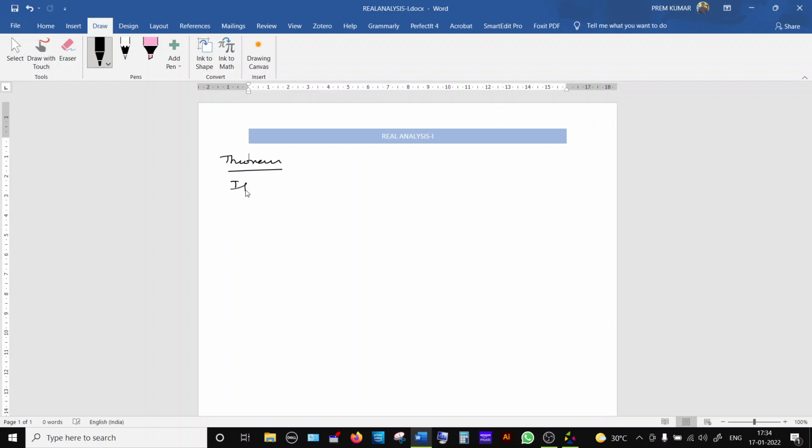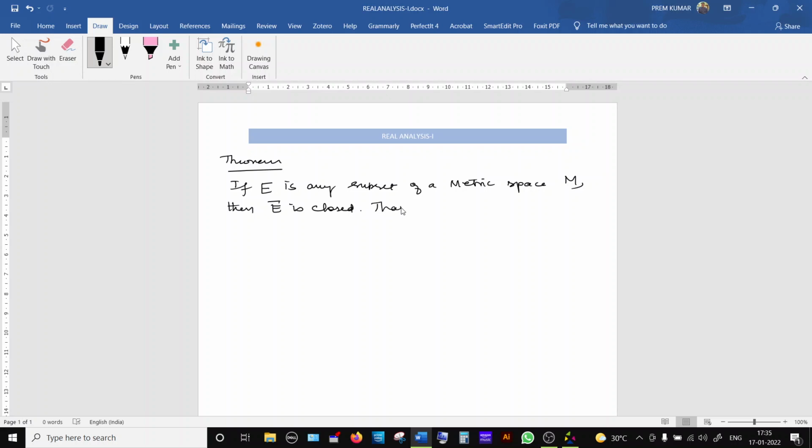If E is any subset of a metric space M, then E bar is closed. That is, the closure of the set E itself is a closed set. We have to prove it.